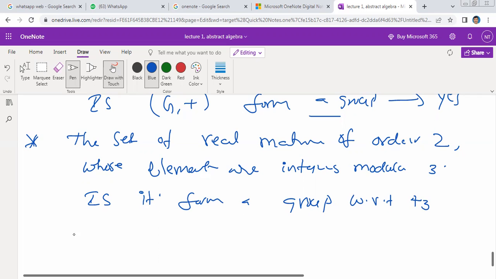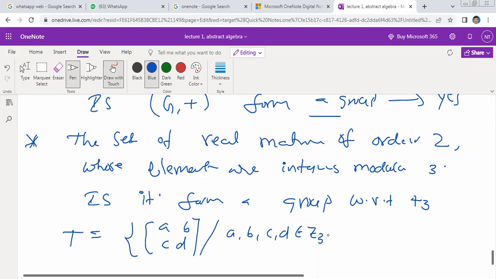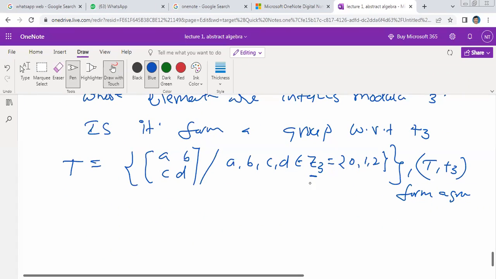Suppose I take the set T, the set of 2x2 matrices ABCD such that A, B, C, D belong to Z3. Z3 has the elements 0, 1, 2. Does T, addition modulo 3 form a group or not? Yes sir, it forms a group. What is the identity element?